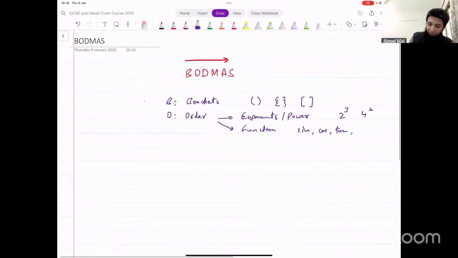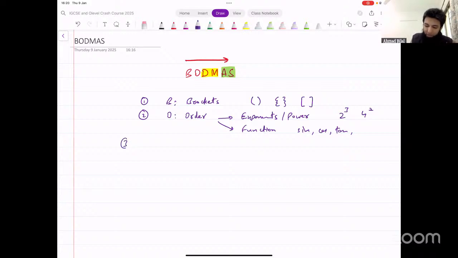Okay. So number one, brackets. Number two, order, that includes exponents, that means powers, and any functions that are applying. Number three and number four have the same priority basically. So division and multiplication, they have the same priority. There's no difference between the two. And addition and subtraction, they have the same priority as well. As in, you can do division first or multiplication first, it doesn't matter. And you can do additions first or subtraction first, that also does not matter.